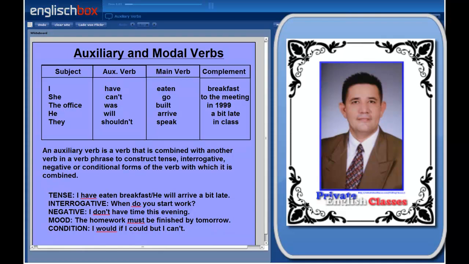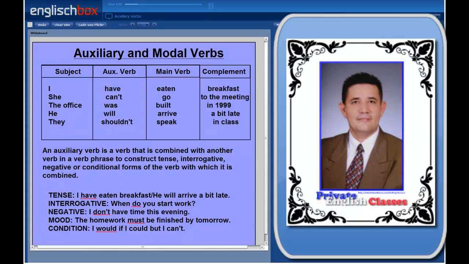When we use interrogatives, question forms, then we have to use the auxiliary prior to the subject and the main verb. So when do you start work? The auxiliary here is do for a question in the present simple. For regular verbs in a negative form, we also need to use auxiliaries in all the different tenses. So I don't have time this evening. Don't is the auxiliary in negative form for a present simple sentence.